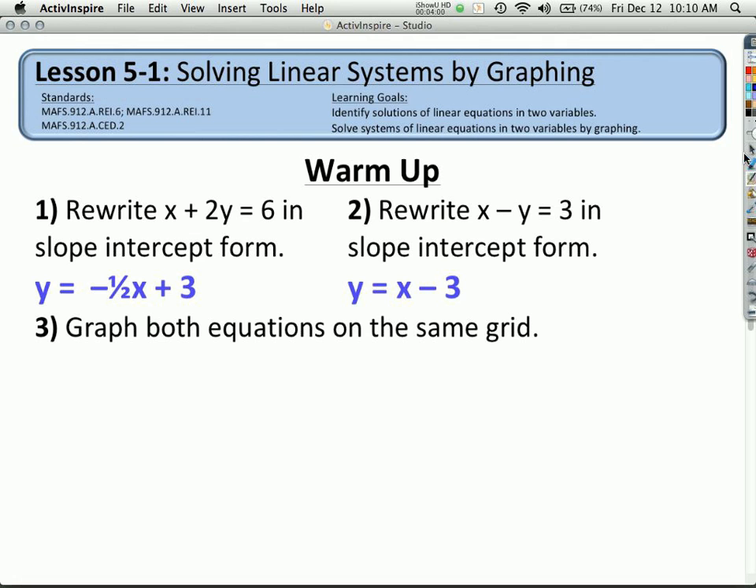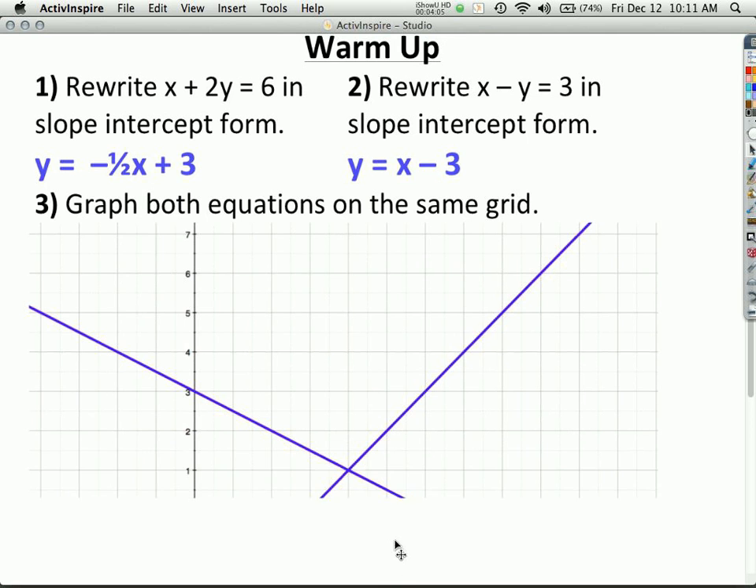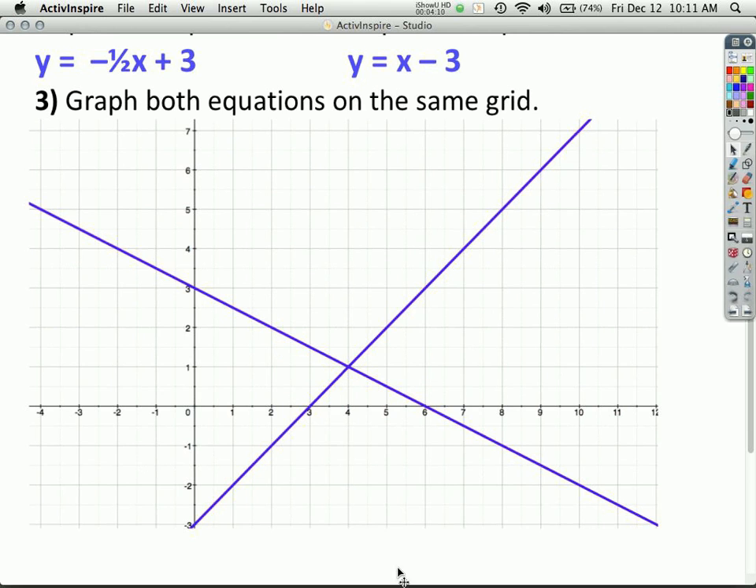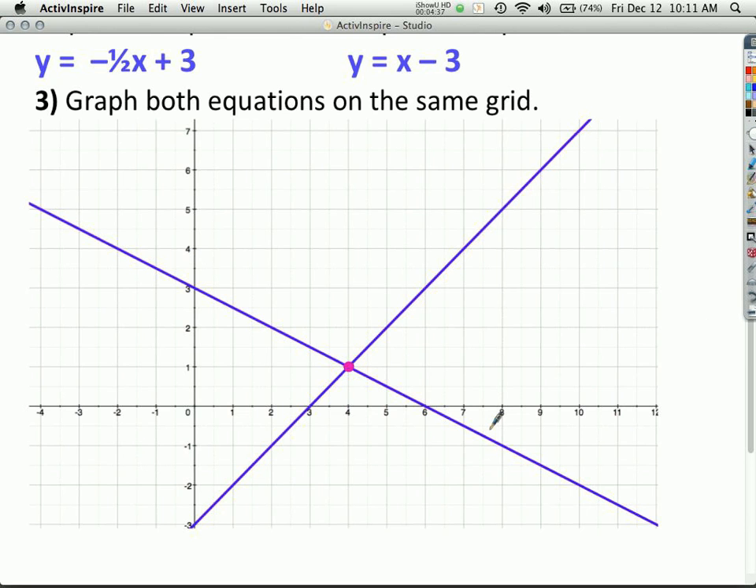Now graphing both equations on the same grid. So here is what you should have had. And here's how you can tell whether or not you have the correct graph. You have the correct graph if your two lines cross at this exact point. So now everyone look at where your two lines cross, and I want you to take your colored pen, and I want you to fill in or emphasize that point.